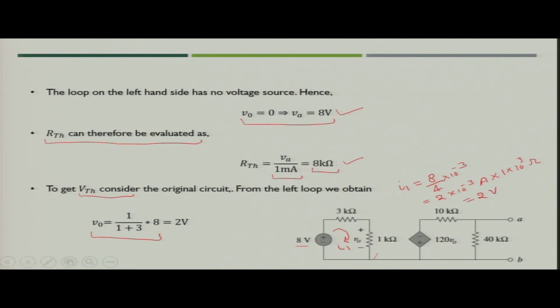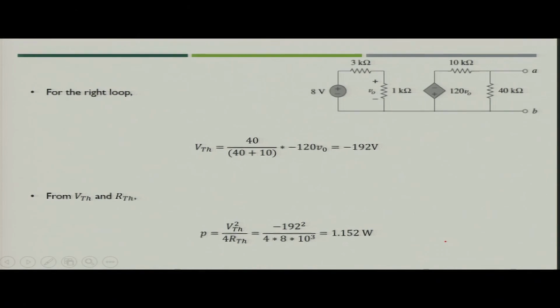So, you can use either of the techniques, either the voltage divider technique, with which you can simply find the value of V naught, or you can write the loop equation and find the value of V naught. So, now you got the value of V naught, which is the dependent variable for this dependent voltage source. Next, what we have to do is find out the value of VTH. So, here if you find out the value of VTH, what you get?